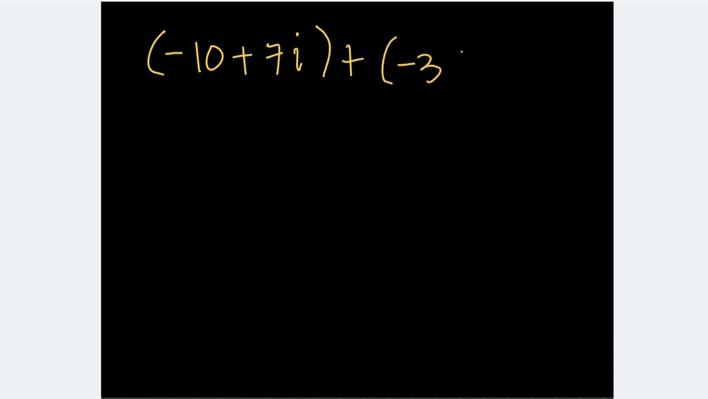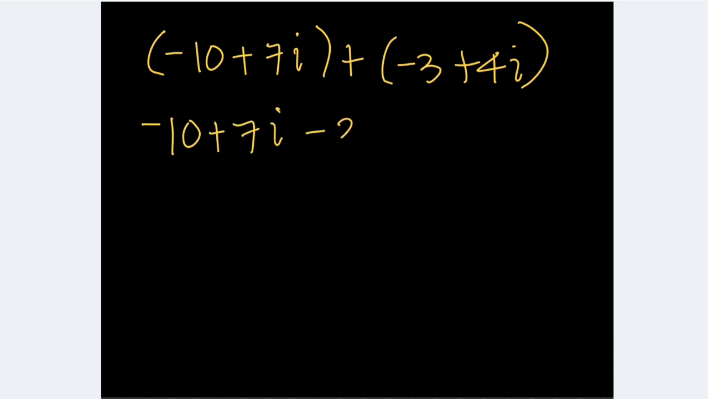Okay. Then next one is negative 10 plus 7i plus negative 3 plus 4i. So this is negative 10 plus 7i minus 3 plus 4i. Oh, negative 13. 7 plus 4 is 11i. So negative 13 plus 11i.